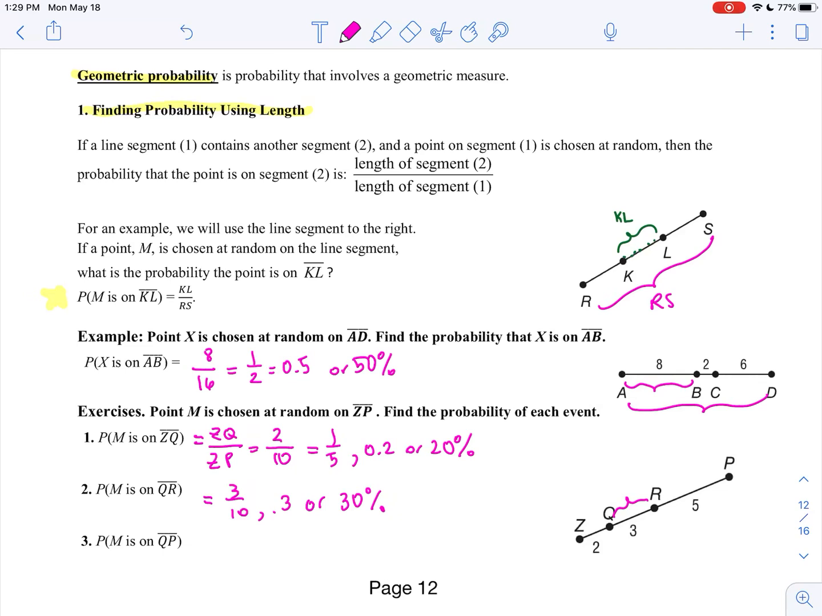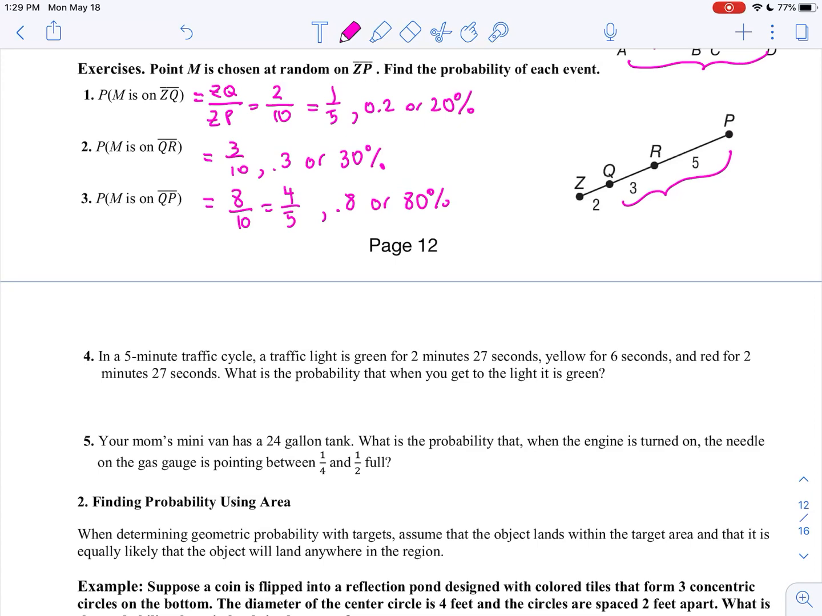Lastly, for exercise 3, what's the probability that M lies on QP? QP is the sum of 3 and 5, so that would be 8 out of 10, or when reduced, 4/5. When converted to a decimal, 0.8, or 80%.